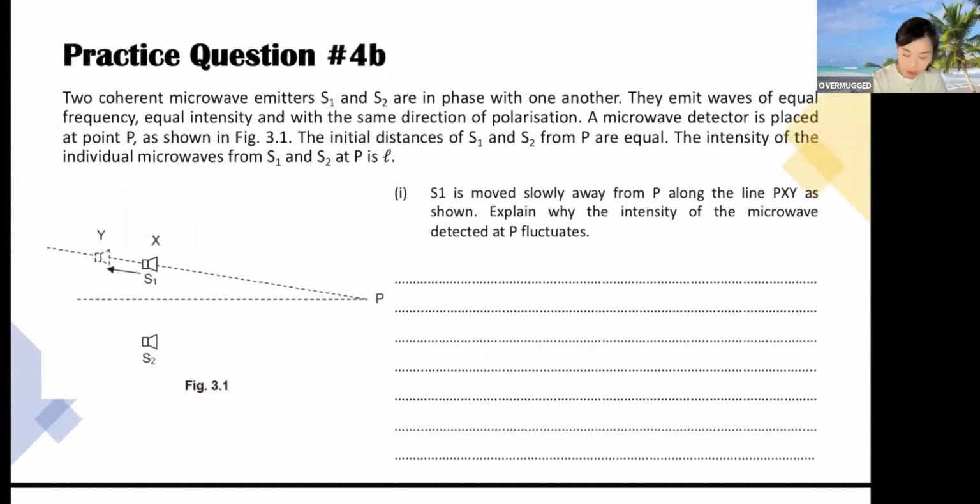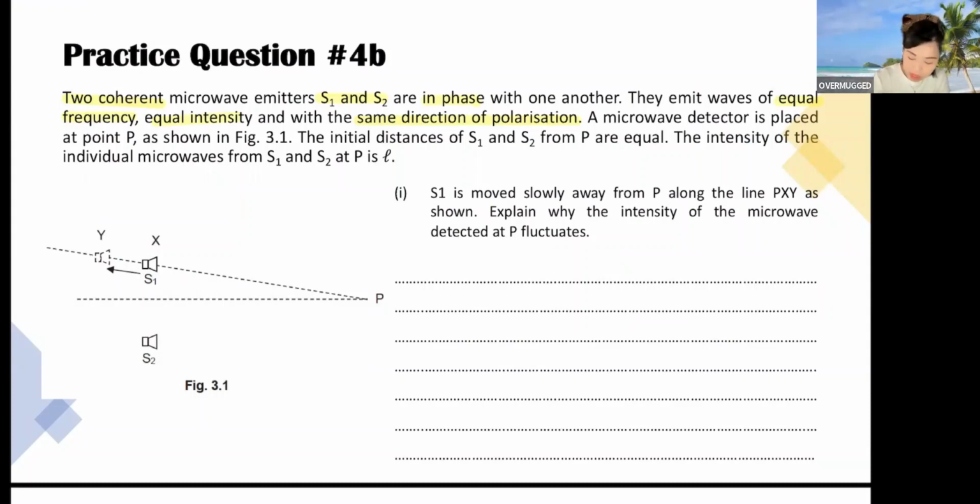So I have two coherent microwaves, meaning to say that their phase difference is always constant. They don't change in between. S1 and S2, then they tell us they're in phase. So this is an in-phase light source with each other. They emit waves of equal frequency, equal intensity, same direction of polarization. So superposition can happen. Okay?